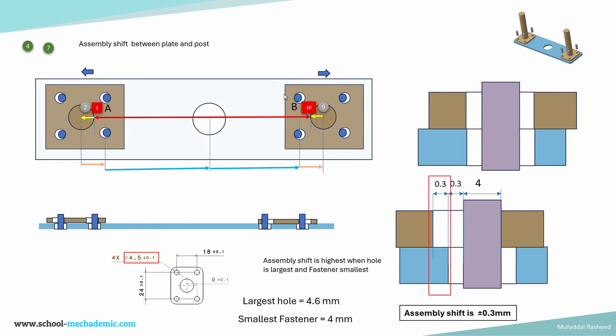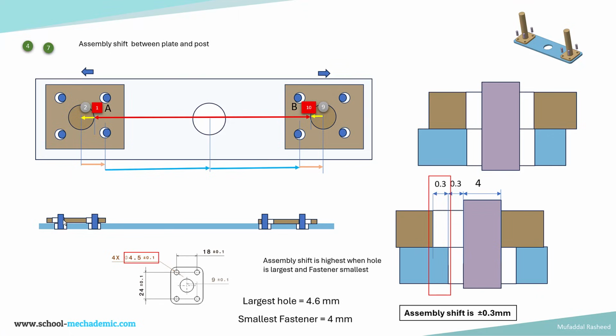The next type of variation is the assembly shift between the post and the plate on the left hand side and the right hand side, which is specification number 4 and specification number 7. So as you can see in this top view as well as in the side view, this is a cut section view which shows the variation. So basically the plate is moving towards the left hand side over here. This plate is moving towards the left and this plate is moving towards the right, which basically contacts the fastener over here and here and over here and here.